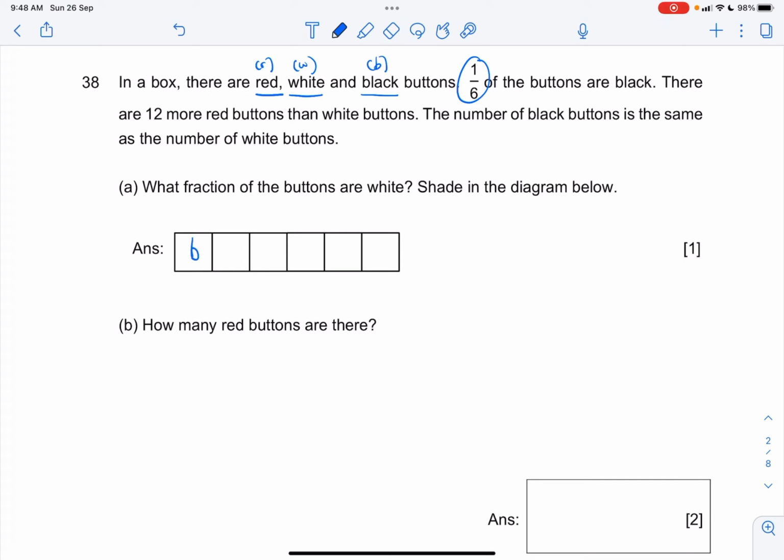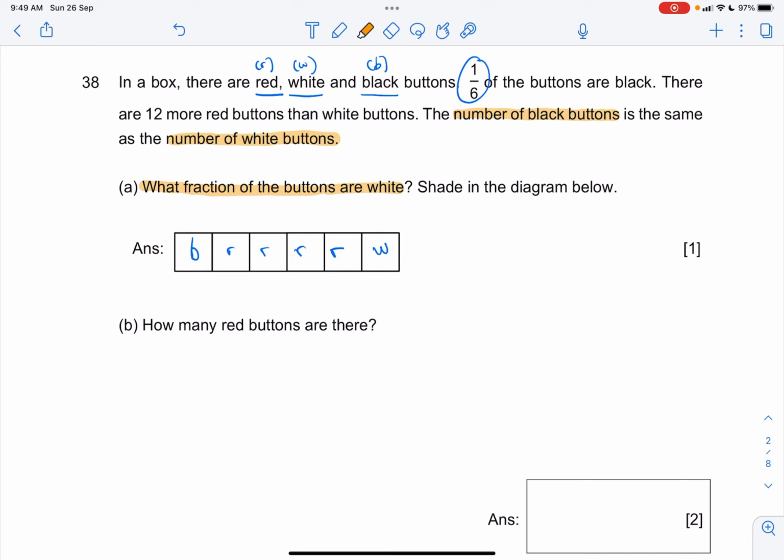And there are 12 more red buttons than white buttons. Okay. And this is the important key part. The number of black buttons is the same as the number of white buttons. So we can put it here as well. Black is 1 unit, white is 1 unit, which means that red buttons would be the rest. Red, red, red, red. Okay. So what fraction of the buttons are white? So that would be 1/6 as well, the same as the number of black buttons.